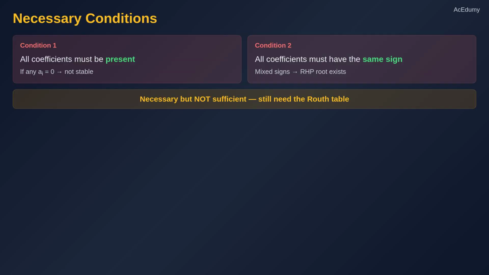Before building the Routh table, there are two quick necessary conditions for stability. First, all coefficients must be present. If any coefficient is 0, the system cannot be stable. Second, all coefficients must have the same sign. If any coefficient differs in sign from the others, there is at least one root in the right half-plane. These conditions are necessary but not sufficient. Even if both are satisfied, we still need the Routh table to confirm stability.